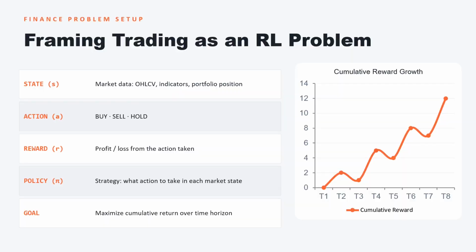In finance, we frame trading as an RL problem. State, it is market data like prices and indicators. Action, it is buy, sell or hold. Reward, it is profit or loss. Policy, it is the strategy used to decide actions. The goal is simple: maximize total profit over time.